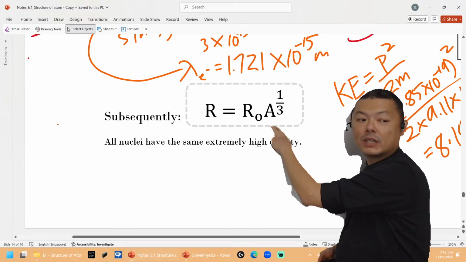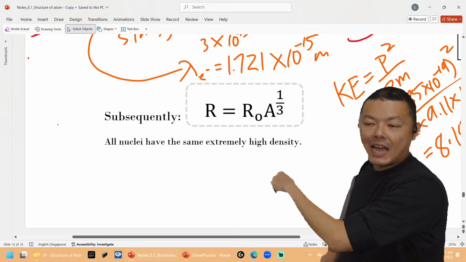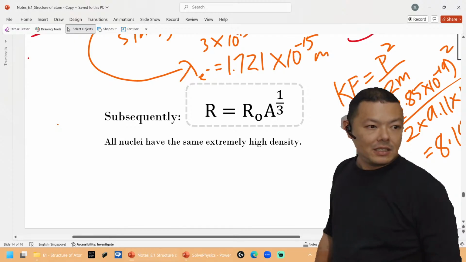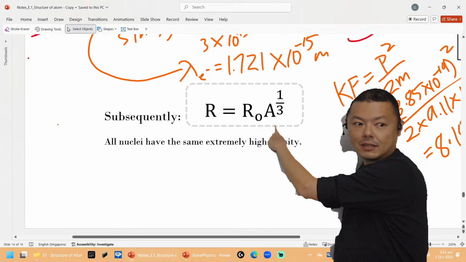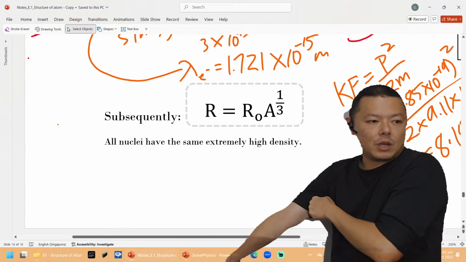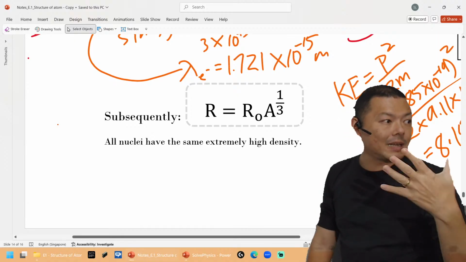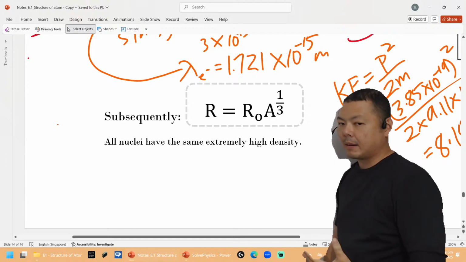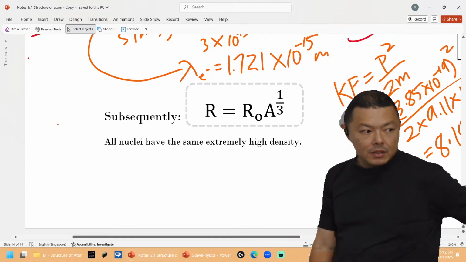Atomic number is smaller. What's atomic number? You all take chemistry, right? This is not atomic number. This is mass number. What does atomic number stand for? Proton number. Atomic number is proton number. Mass number is the total proton and neutron number in the nucleus. Okay?